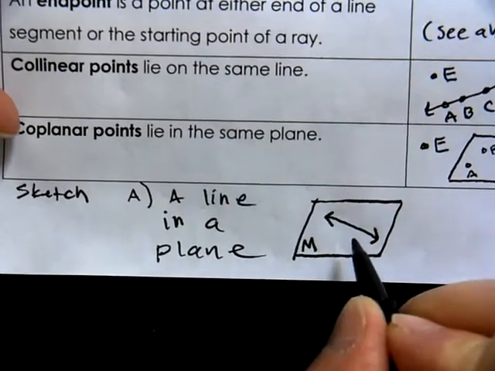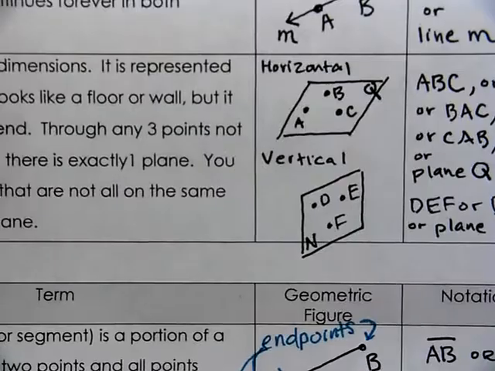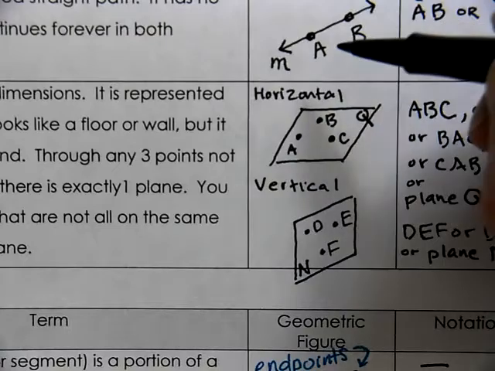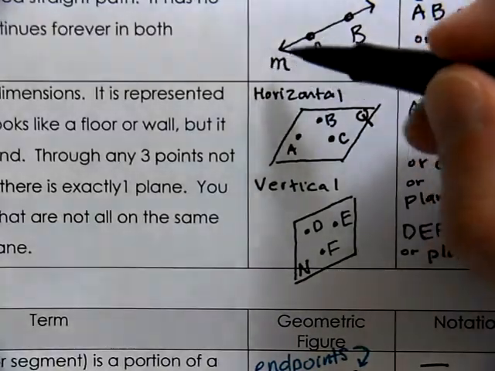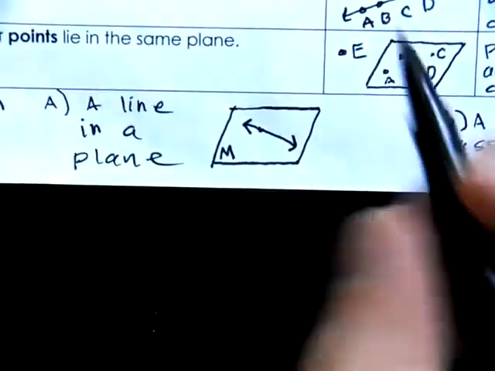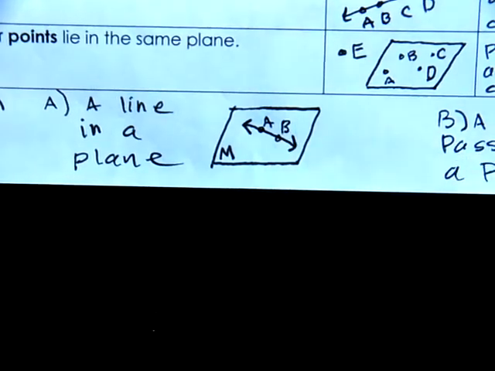Now because that's a line, we have to name it. And so we have a variety of ways of naming it. We could name it by 2 capital letters represented by points on the line, or we could use a single lowercase italicized letter. It's really your choice. I'll use the 2 points. So I'll call this line AB. So this is line AB in plane M.